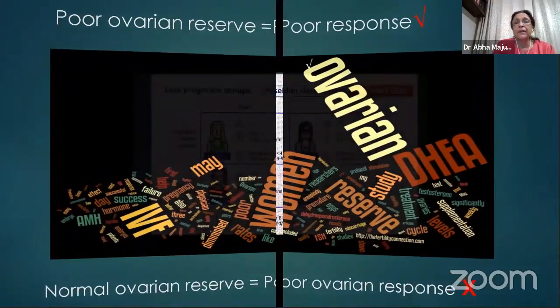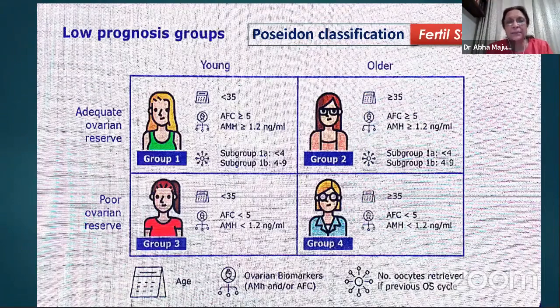However, in Fertility and Sterility 2016 came the concept of a low prognosis group, made by means of the Poseidon classification. This took over the Bologna classification, which was made earlier, because it had certain things which did not explain young women with good reserve and yet being poor responders. So here, as you see, the picture very clearly depicts, on the left-hand side, two pictures of young women. On the right-hand side, two pictures of older women. So group 1 is adequate ovarian reserve, young woman. Group 2 is older woman with adequate reserve. Then we come to group 3, which is poor ovarian reserve, young woman. And then group 4, older woman with low reserve.